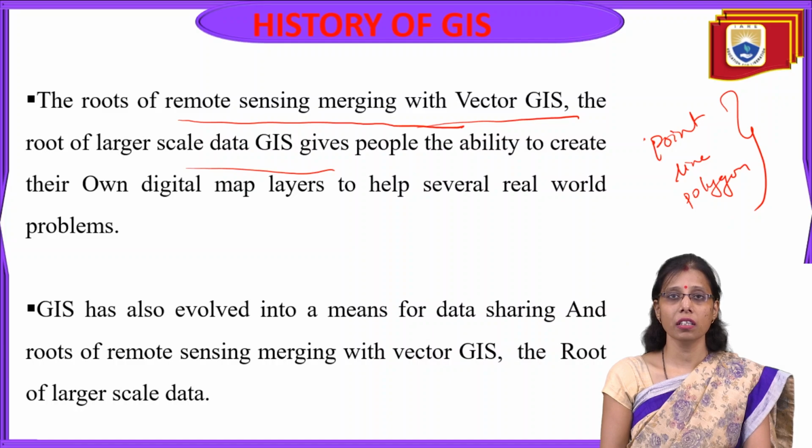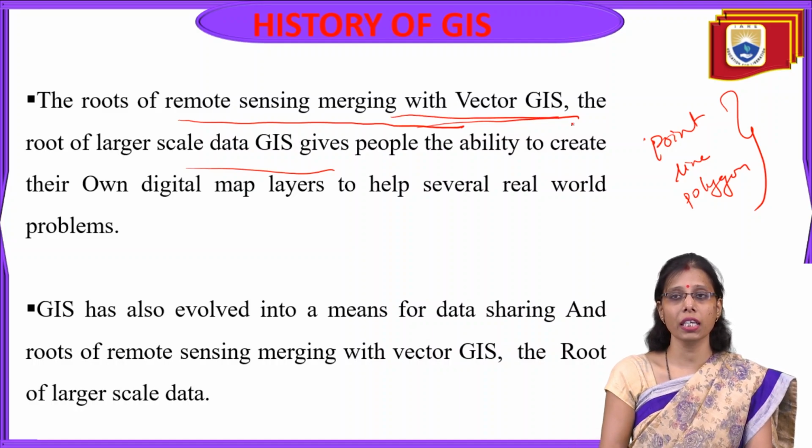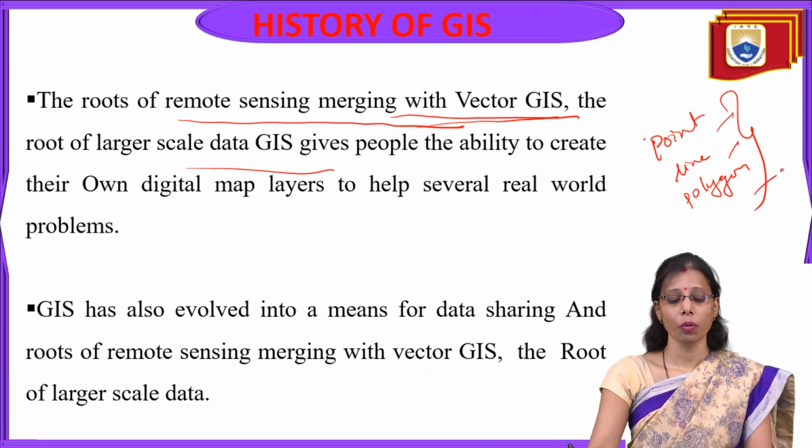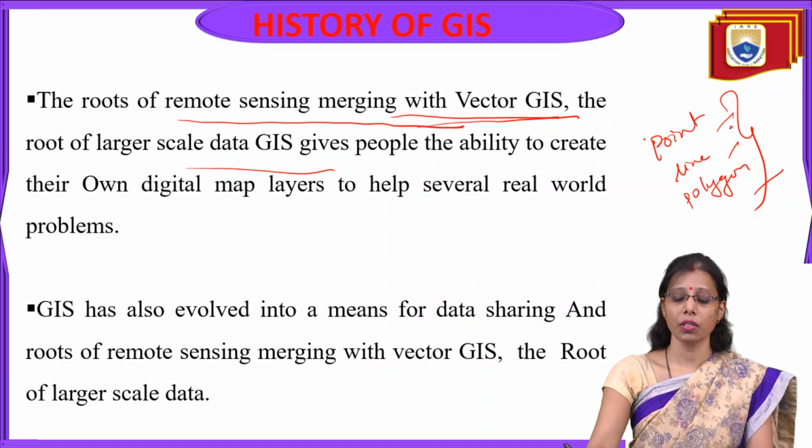So by taking the information from the remote sensing data, means by taking the satellite imagery or the topo sheet data, what we are going to discuss is how we merge it with the vector GIS. Vector GIS means we are going to create our own map with the help of point, line and polygon. So creating the map with the help of point, line, polygon means representing the entire information based on this point, based on this line, based on this polygon.